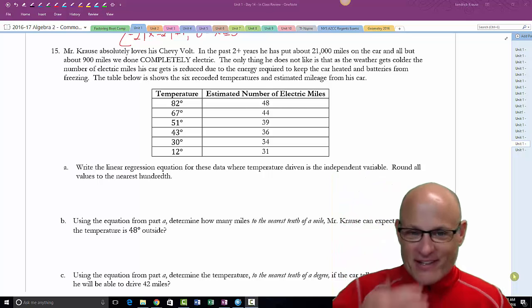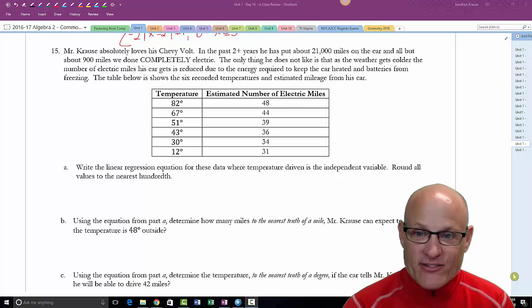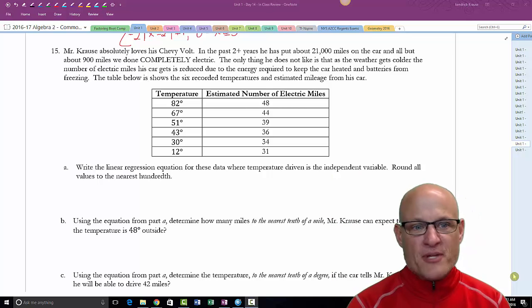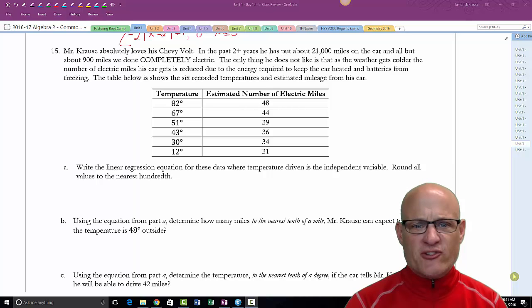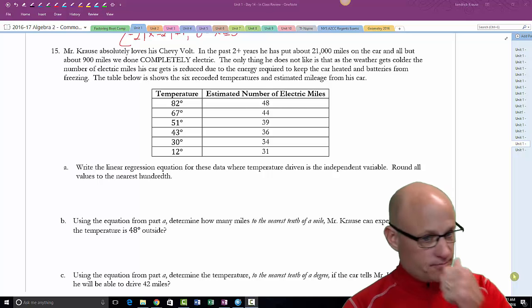Actually, I'm doing even better now. The only thing I don't like is that when the weather gets colder, the number of electric miles my car can go is reduced a lot, because the energy required to keep the car heated and the batteries from freezing means I can only go less miles. So it uses battery power to heat the batteries and keep the car warm when I'm driving it.